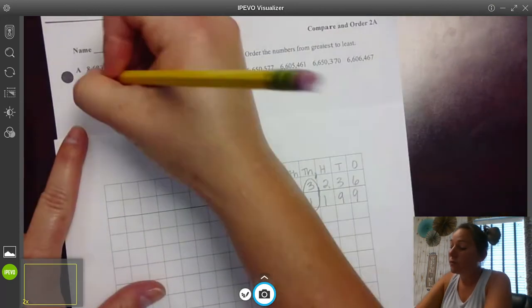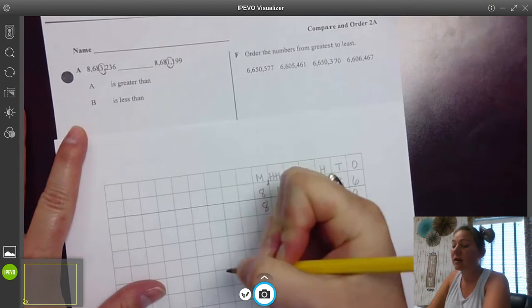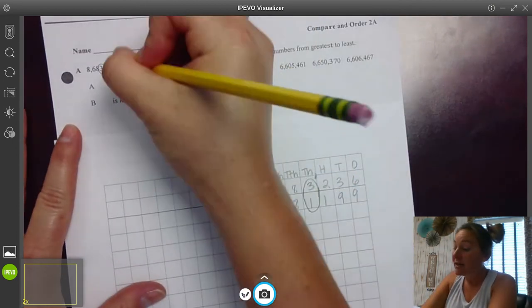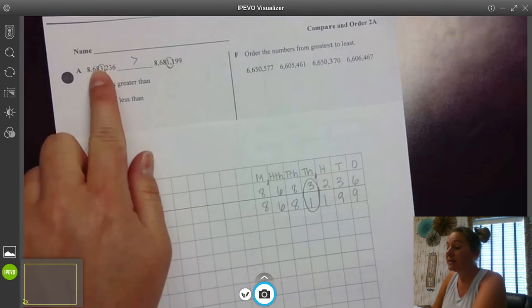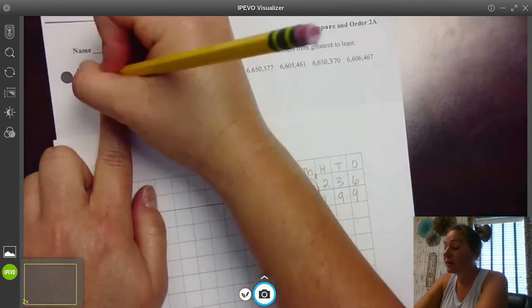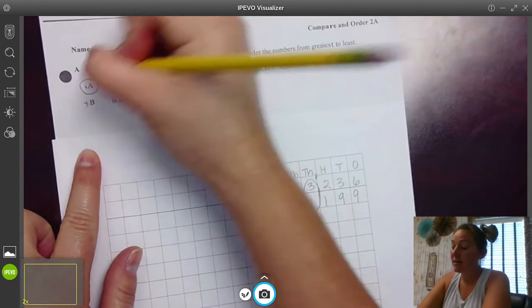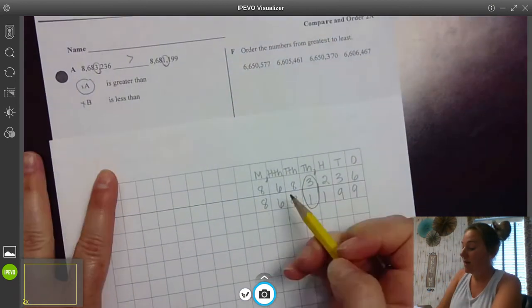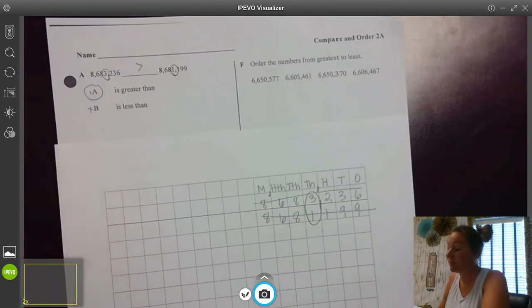3,000s is. So if we're comparing the thousands here and the thousands here, the alligator, the hungry one, is going to want to eat the 3, right? So this number is greater than that number. So our answer would be A. Okay. And then I'm just going to use the same place value charts. What's so great about grid paper? Find you some grid paper.